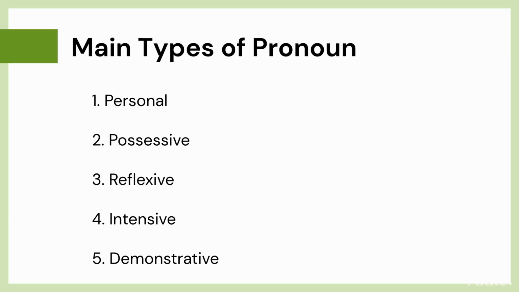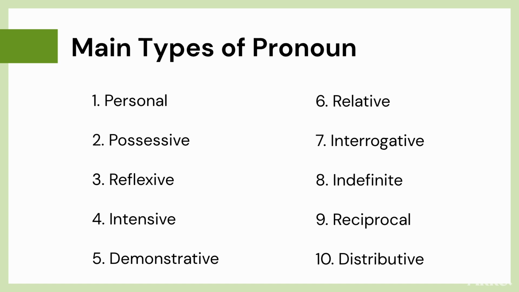If you remember, just like nouns with different types, pronouns also have different types. We typically have 8 main kinds as well, but let's add 2 other types to see the differences. We have personal pronouns, possessive pronouns, reflexive, intensive, demonstrative, relative pronouns, interrogative, indefinite, reciprocal, and distributive pronouns. This lesson will focus on personal pronouns.